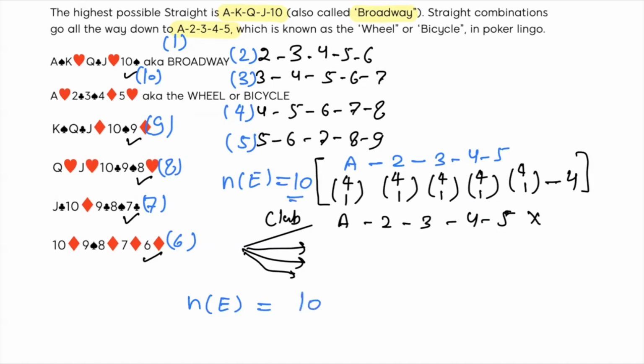Simplify this term. What is 4C1? 4C1 is 4. Another 4C1 is 4. Another 4C1, another 4C1, another 4C1, minus 4 is there. When you simplify, it is 10 times (4 exponent 5 minus 4). And you have got the answer NE there.